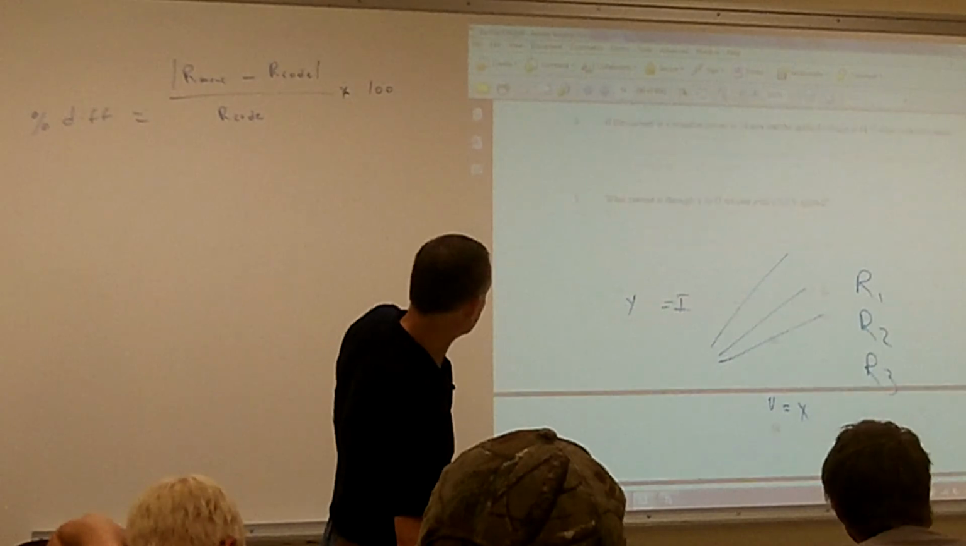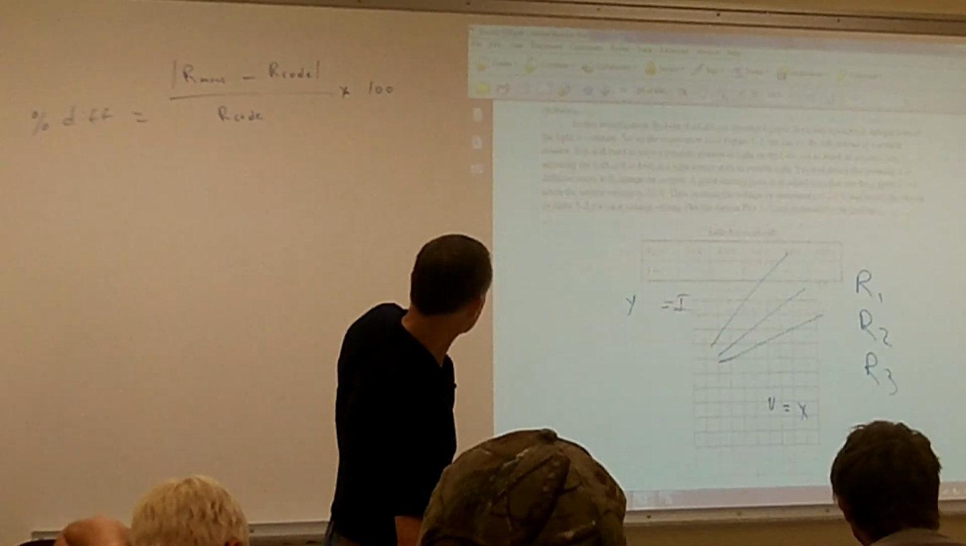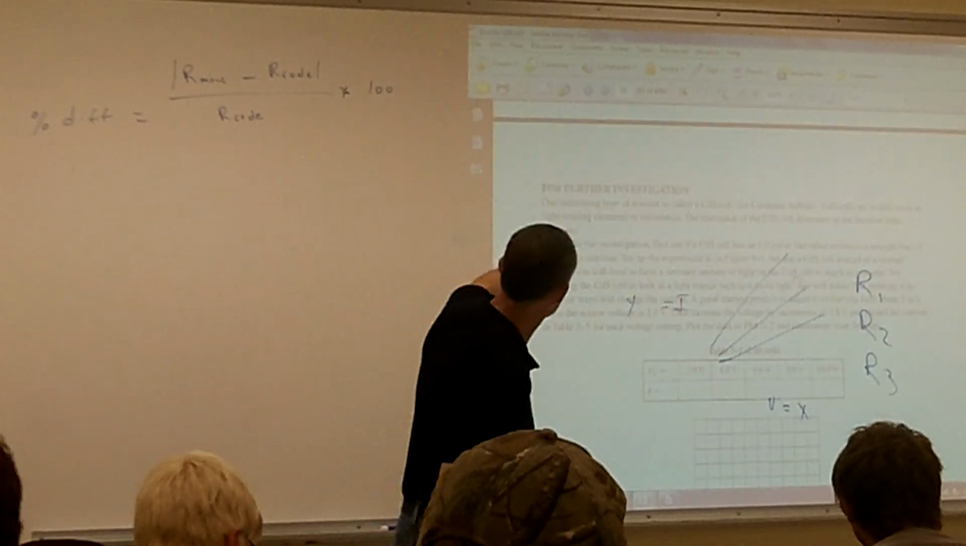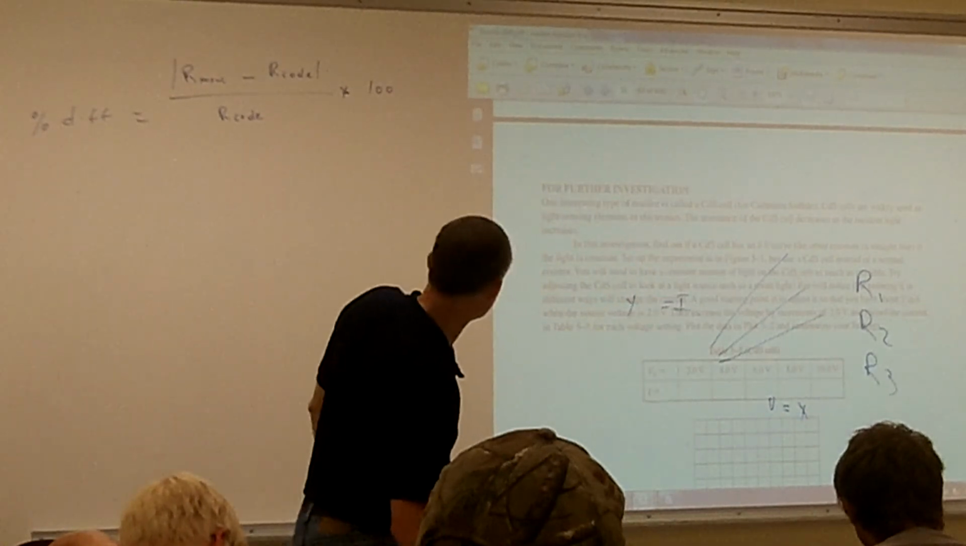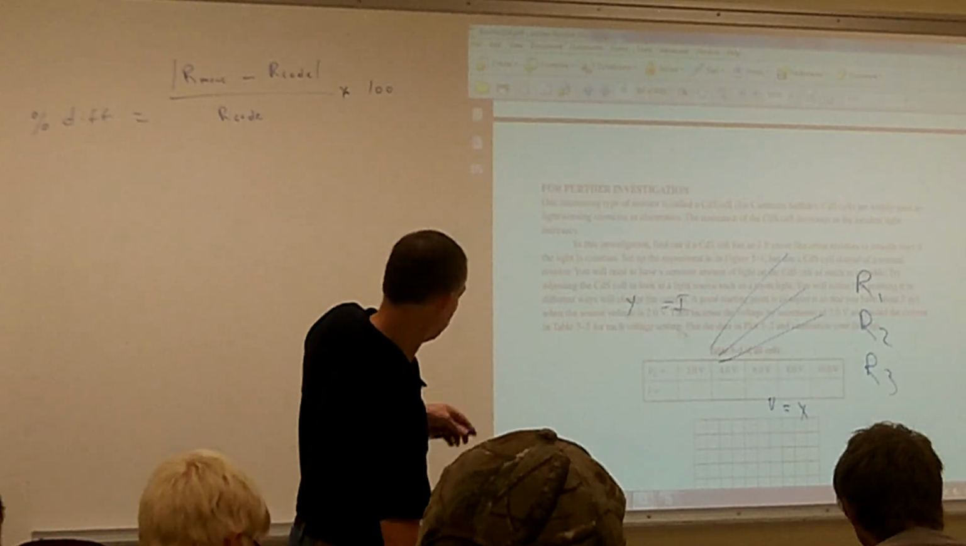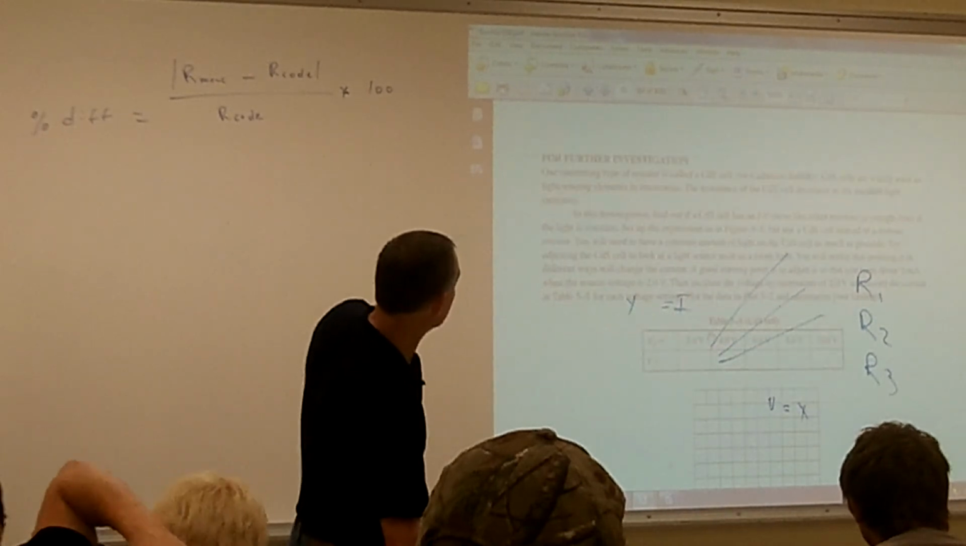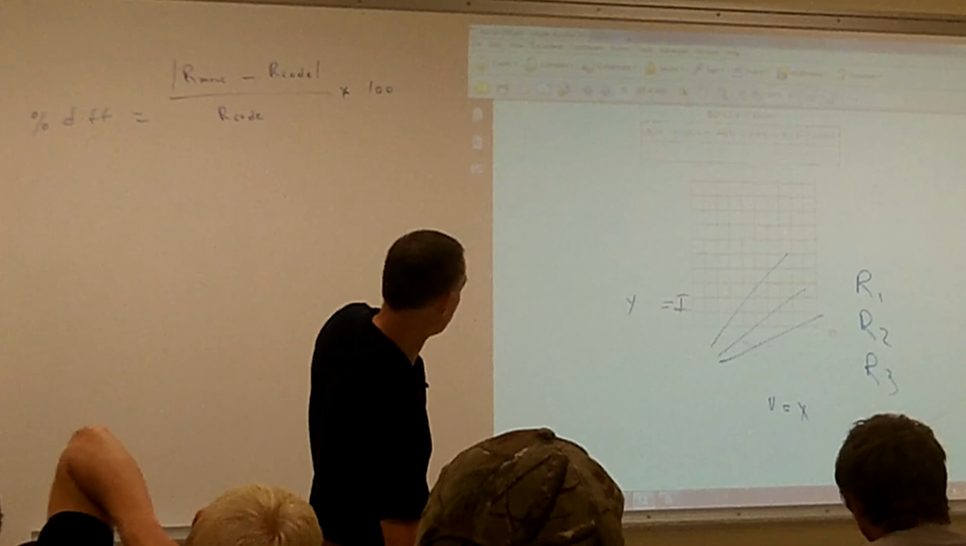Alright, then there are some questions it's going to ask you. It's going to have you do some further investigations, and you do have this CDS cell in your parts kit. If you don't know what it looks like, look it up on the internet and see what a CDS cell looks like. See if you have one in your parts kit.